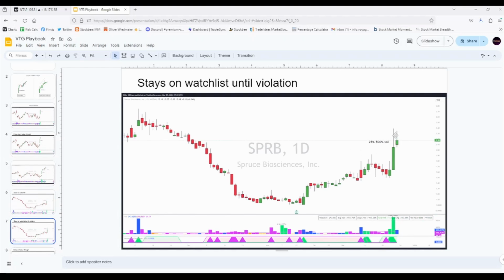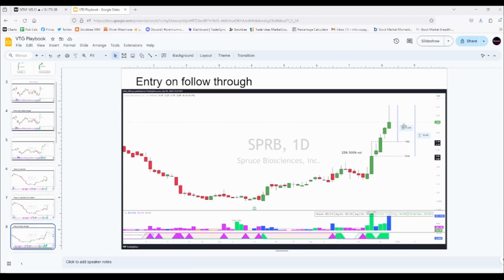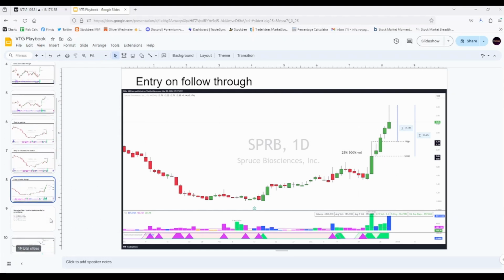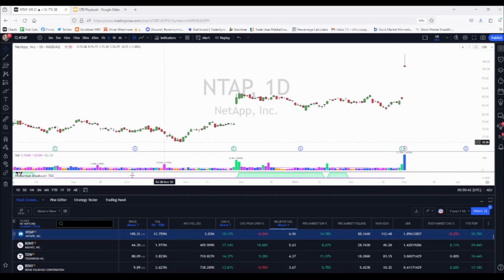The next day, it trades in that wick. It does not violate because it does not go below the ignite candle. Then it follows through on breakout, so you would take the position as it follows through, and you can see it trades 35% in 2 days. Okay, so that is what we're looking for, these big ignite candles that close high in the range.